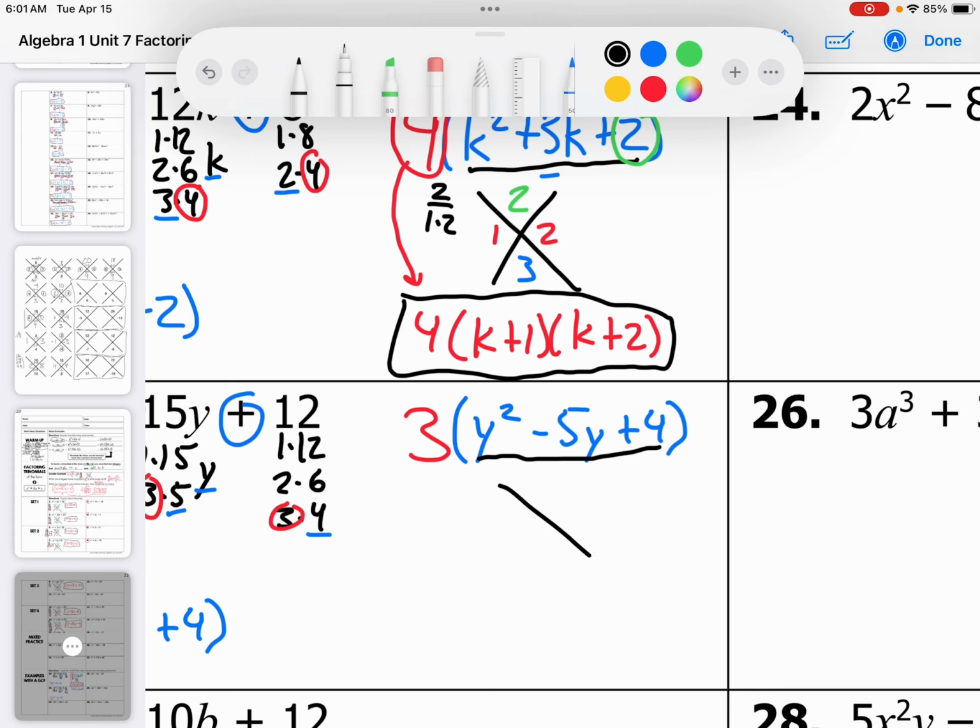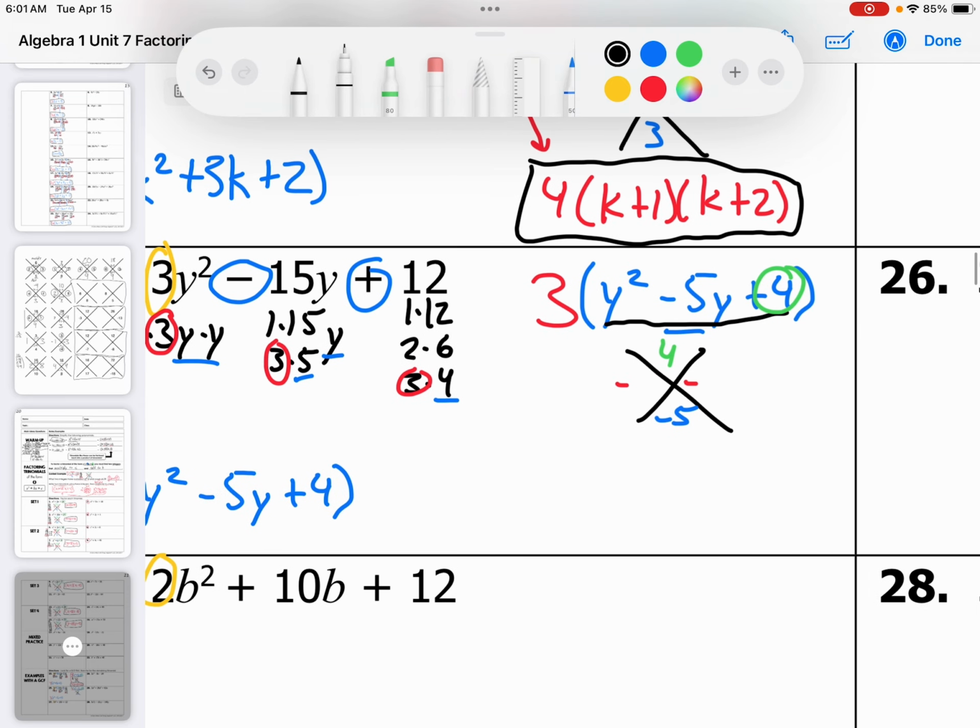So I set up the x with 4 on top, this negative 5 on bottom. So if I'm multiplying to a positive 4, adding to a negative 5, that again tells me both of my numbers are going to need to be negative. The numbers that multiply to 4 are 1 times 4 and 2 times 2. So to get to negative 5, I'm going to need the negative 1 and negative 4. That gives me factors y minus 1 and y minus 4.